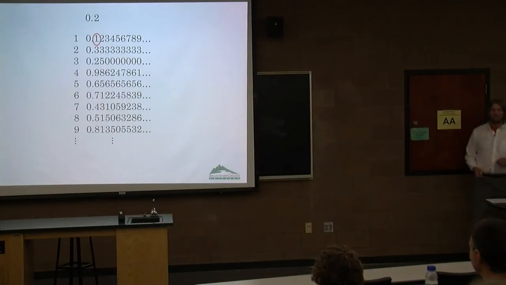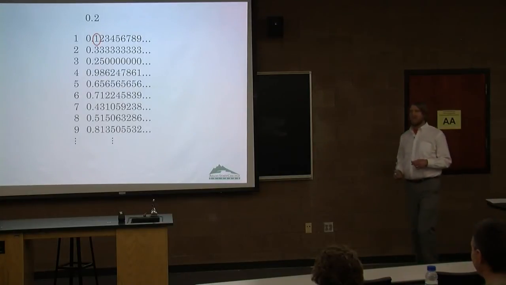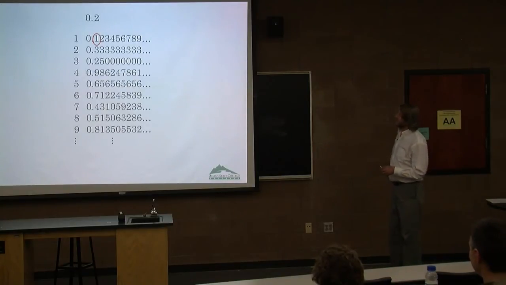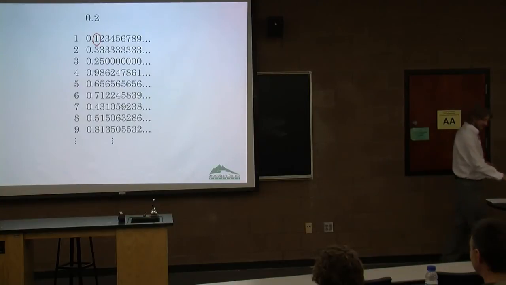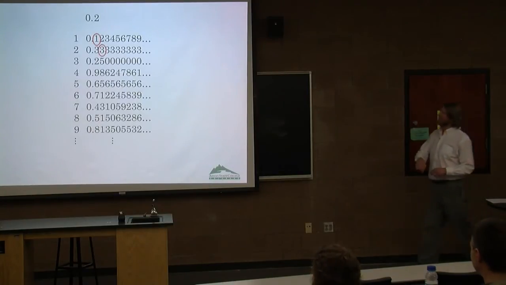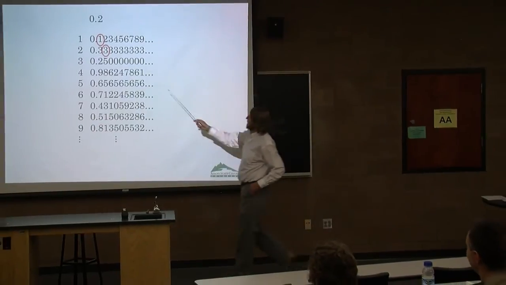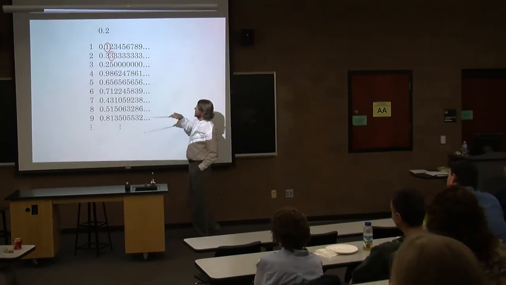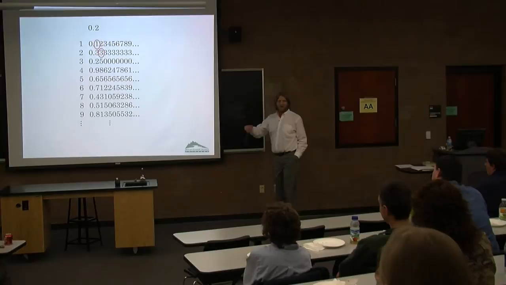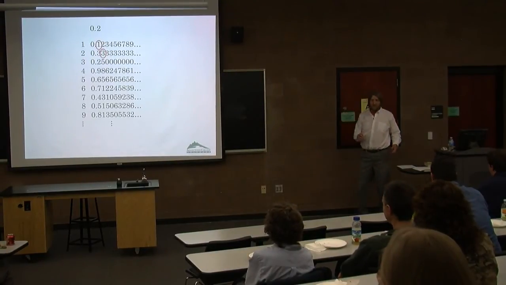Oh, I don't know, how about 2? Okay? So then I move to the second number, and I look at its second digit, the second decimal place of the second number. I see that that's a 3, so I'm going to pick something that's not 3.